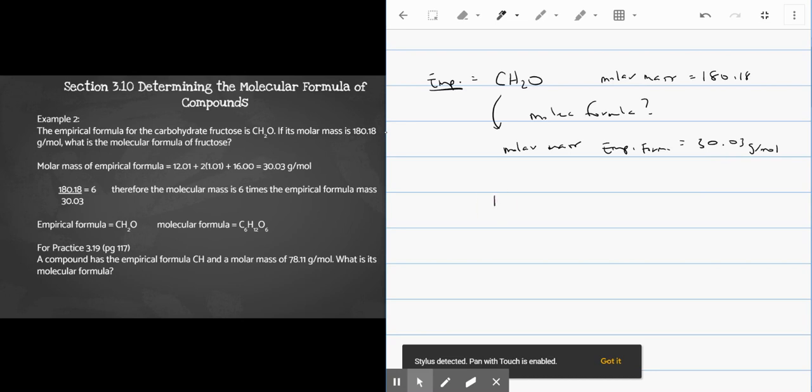180.18 grams per mole divided by 30.03 grams per mole. And if I do that, I'm going to find 6 is my answer. So there are 6 of these empirical formulas in the actual molar mass. So all of the subscripts have to be multiplied by 6. So the actual molecular formula is C6H6O6... C6H12O6. All right.